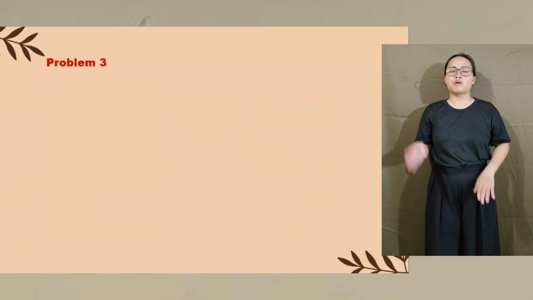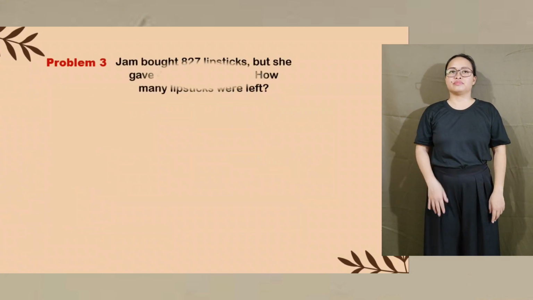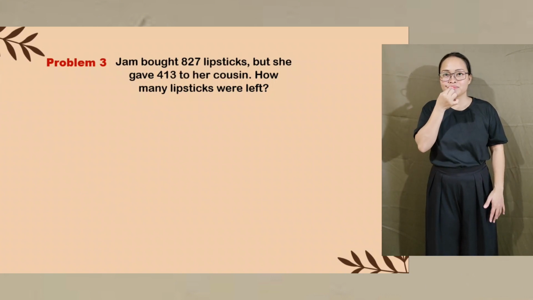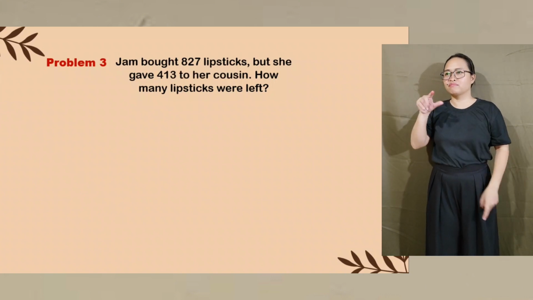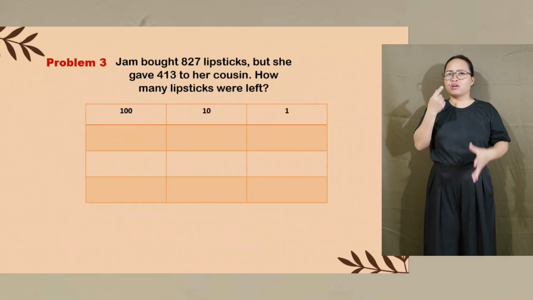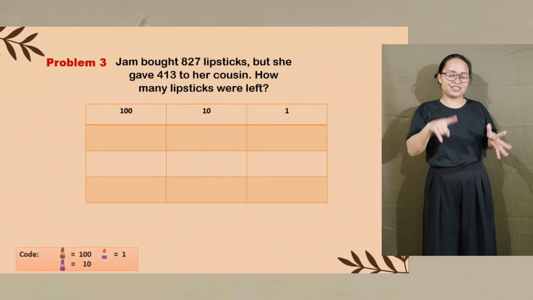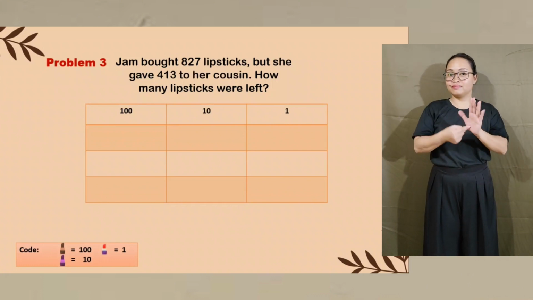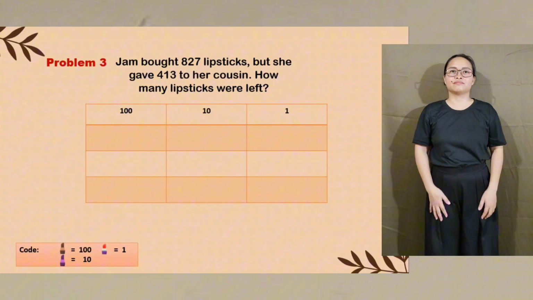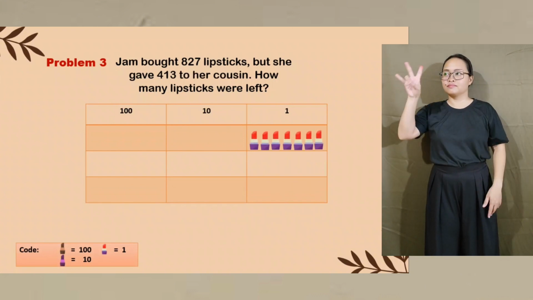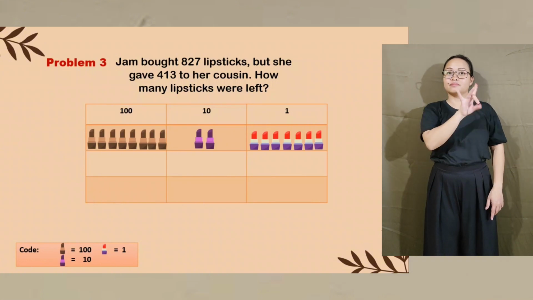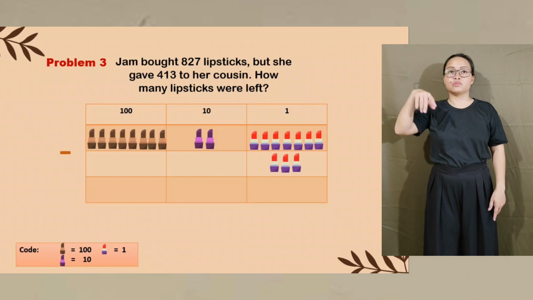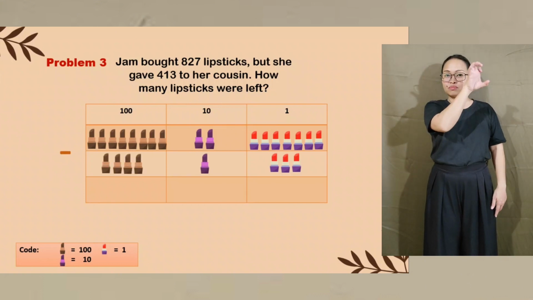Problem number 3. Jam bought 827 lipsticks, but she gave 413 to her cousin. How many lipsticks were left? So we have a different color of lipsticks to represent the place value of digits. Now 827 has 7 ones, 2 tens, and 8 hundreds, while 413 has 3 ones, 1 ten, and 4 hundreds.